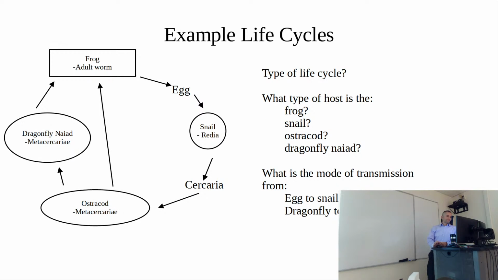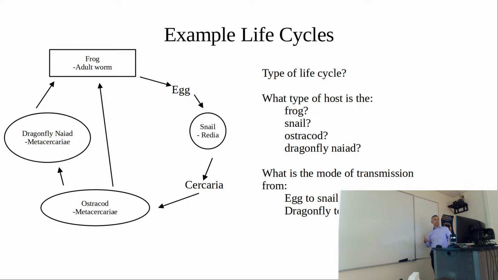Last life cycle. All right. Frog. That's where our adult worm lives. The egg passes out of the frog into the environment, goes into a snail where it develops to a larval stage. The larval stage then releases a free-living larval stage out in the water, which gets consumed by our ostracod that develops into this stage. This ostracod can then be eaten by the dragonfly, where it remains at that stage, and the dragonfly then gets eaten by a frog. Or, if the frog is unlucky, it accidentally consumes an infected ostracod with its next meal, and our adult worm then develops.